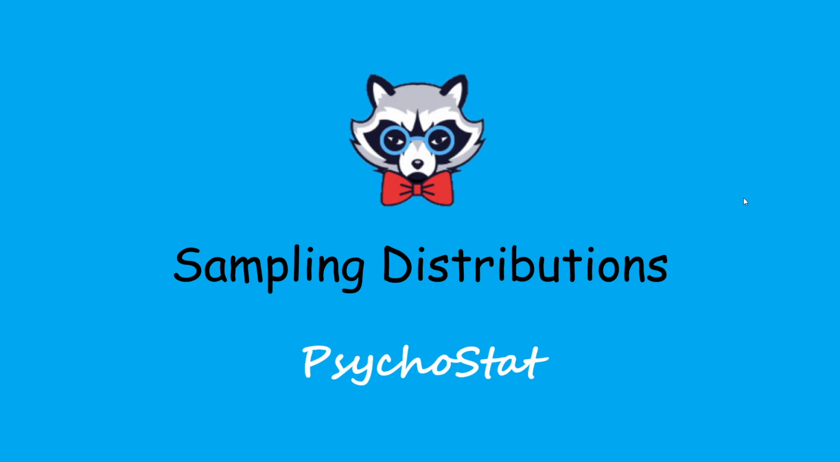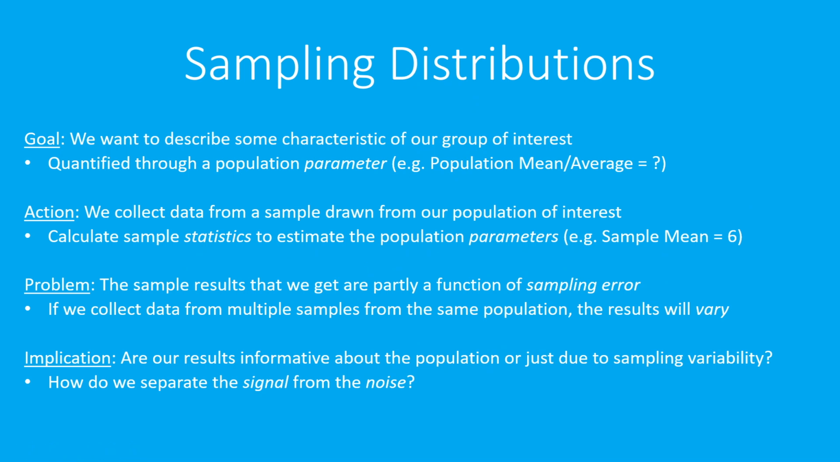Okay, so today we're going to talk about sampling distributions. We started to talk about this last time, but basically, usually our goal is that we want to describe some characteristic of a group of interest. And we quantify this through a population parameter. And that's what we are seeking to gain knowledge about, or to estimate.